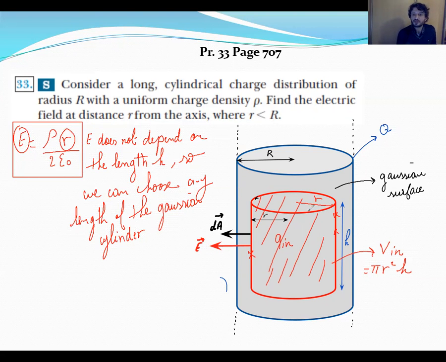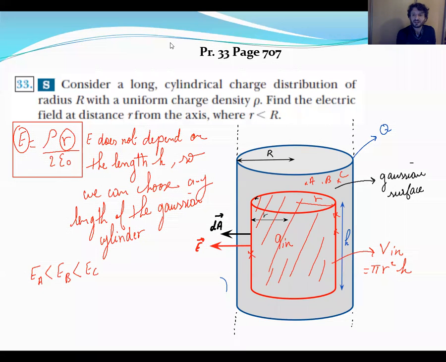I mean, if you increase the radius of the cylinder, let's say here we have a point A, here we have a point B, here we have a point C. We can say E at the point A is less than E at the point B, which is less than E at the point C, because E will increase with the radius. Each time r is bigger, E will be bigger.